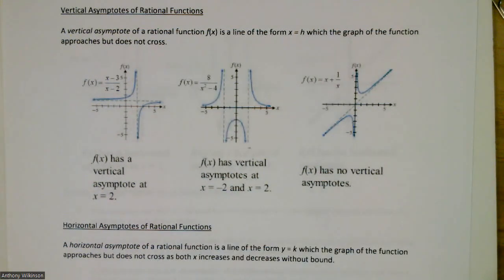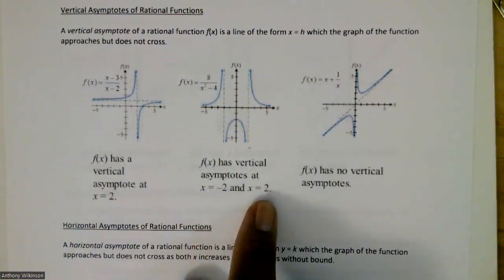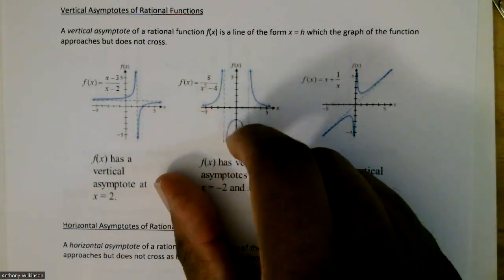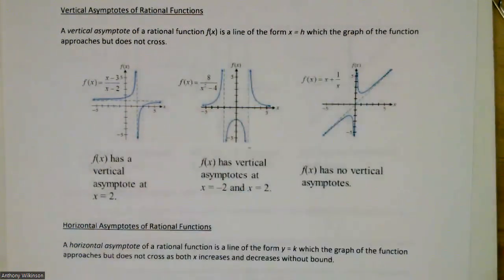The second one here, this is the graph of f of x is equal to 8 divided by x squared minus 4. Here we have two vertical asymptotes. One is at x equal negative 2, and the other one is at x is equal to 2. So in this case, you'll see the graphs get closer and closer to your vertical asymptote, but it will never cross that vertical asymptote.